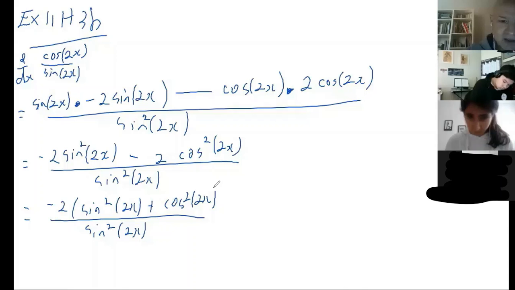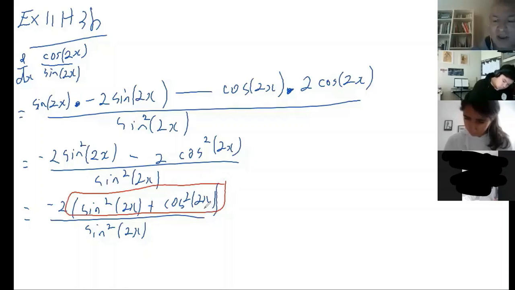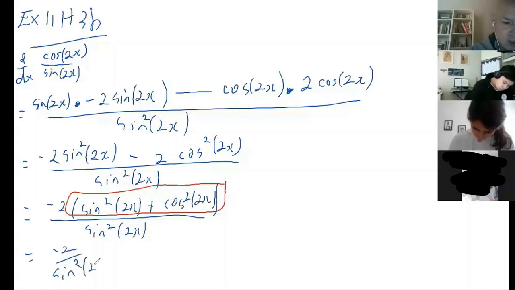Now this is what you need to remember. Oops, I forgot my bracket there. This equals 1. Sine squared something plus cos squared something equals 1. Okay, so really this is 1 times negative 2. So we've got negative 2 sine squared 2x. So I found my derivative.